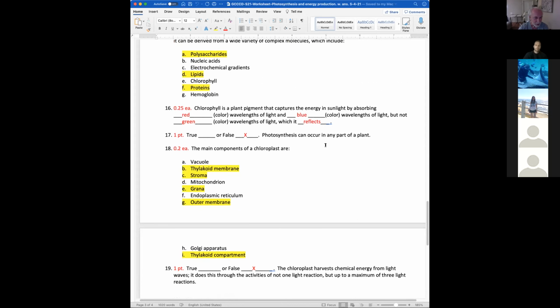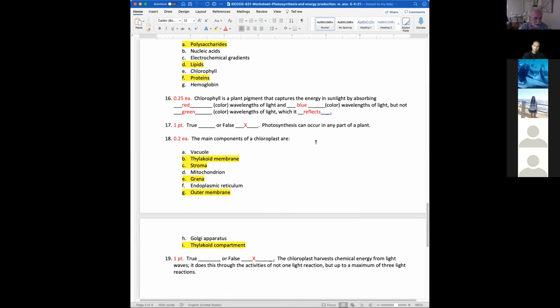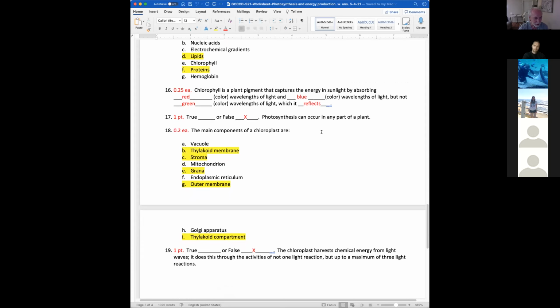Chlorophyll is a plant pigment that captures energy by absorbing red and blue wavelengths, but not green, which it reflects. Photosynthesis can occur in any part of a plant. That's not true. If the plant part is not green, it's not photosynthetic.